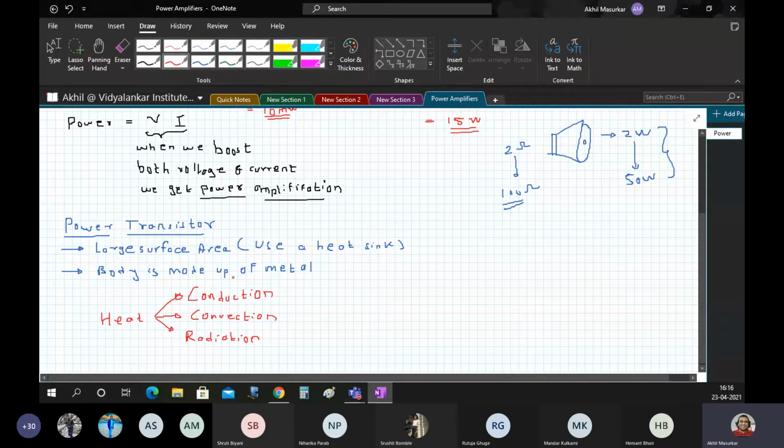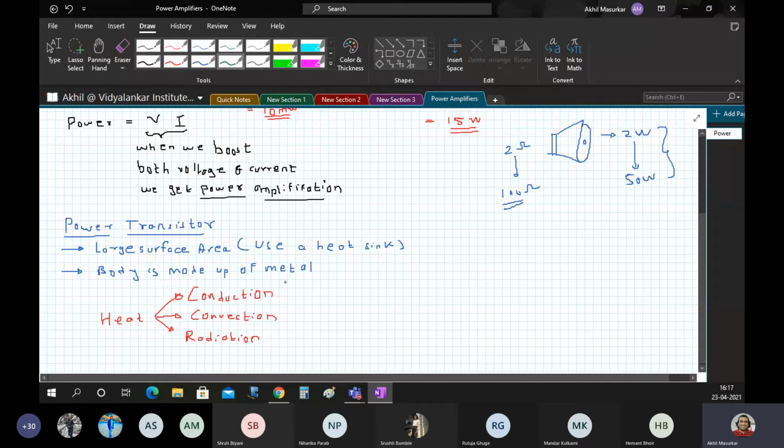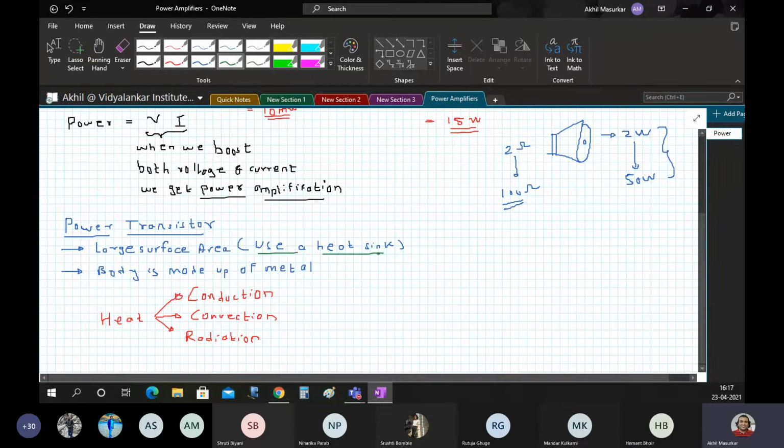Convection and radiation. So now as an engineer you should think, okay, if heat is generated, then how is it that we can now get it out? There are three ways: conduction, convection and radiation. So people have studied and they said that okay, conduction, we can remove the heat by conduction. So how to conduct? So that is use heat sinks.